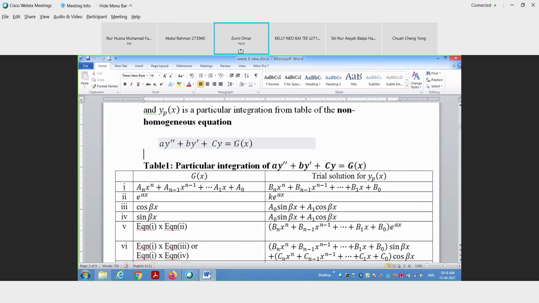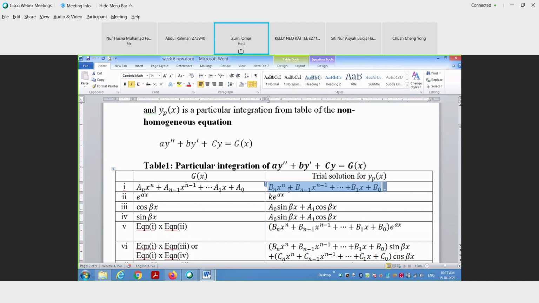If g(x) is in this form, which is a polynomial of order n, a_n x to the power of n, plus a_(n-1) x to the power of n minus 1, up till a_0, the constant, then the trial solution for yp may be in this form. We are not guaranteed yet. For a start, we put yp as this. Later on, I will explain why sometimes it's not necessarily in this form.